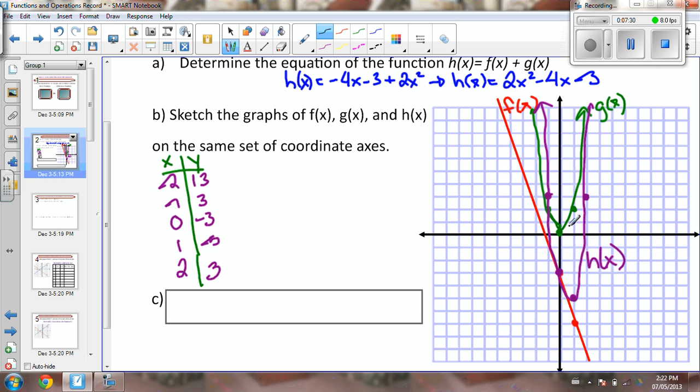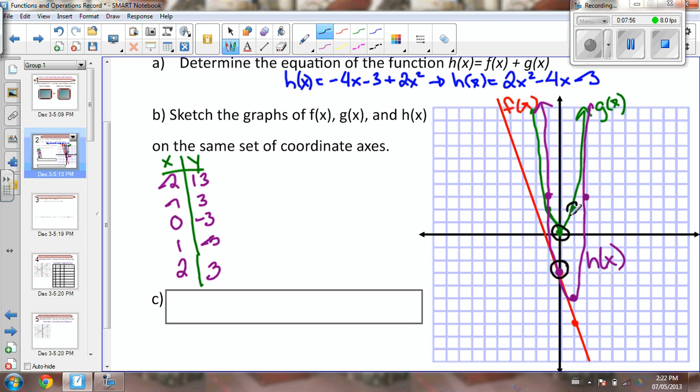Let's talk about a different point. So, when x is 0, okay, let's take 0 because I have 2 points on that. So when x is 0 here, my y value is 0. Well, when x on my f of x function is 0, my y value is 3. Well, my 2 points wind up adding together, and I take 0 plus 3, and I can get my y value on h of x. That's going to happen every single time.